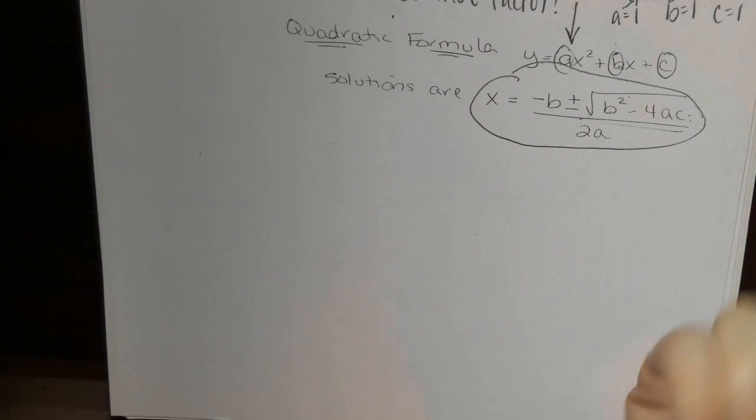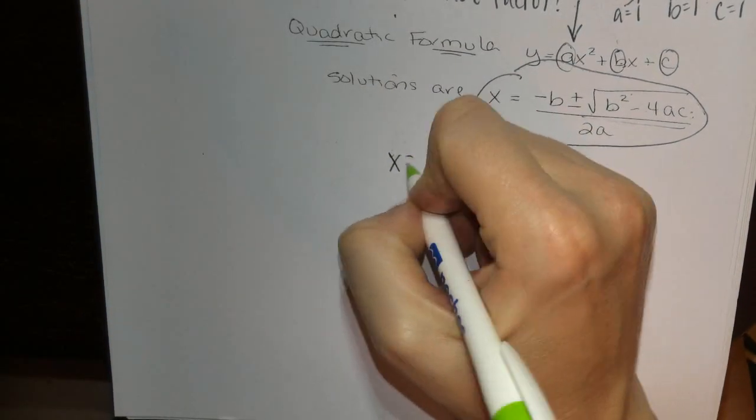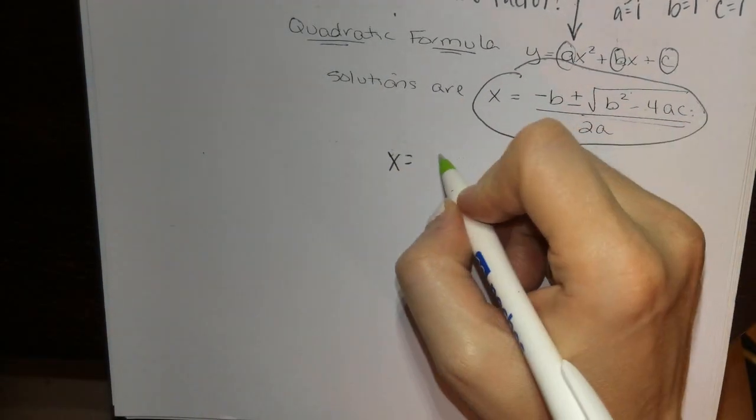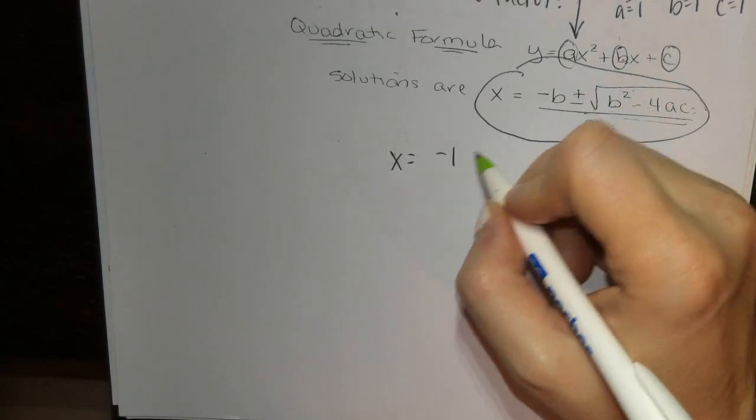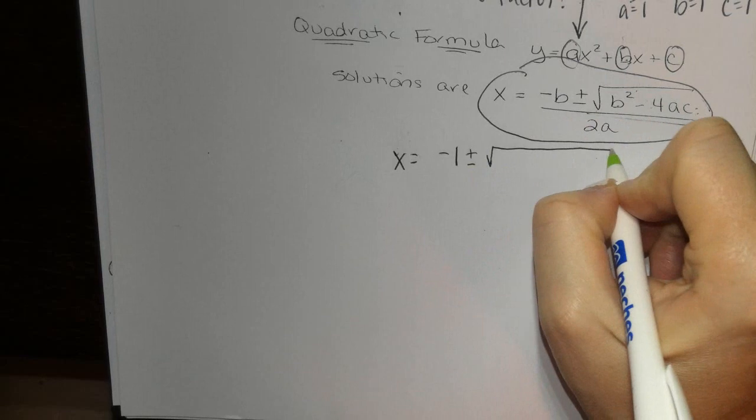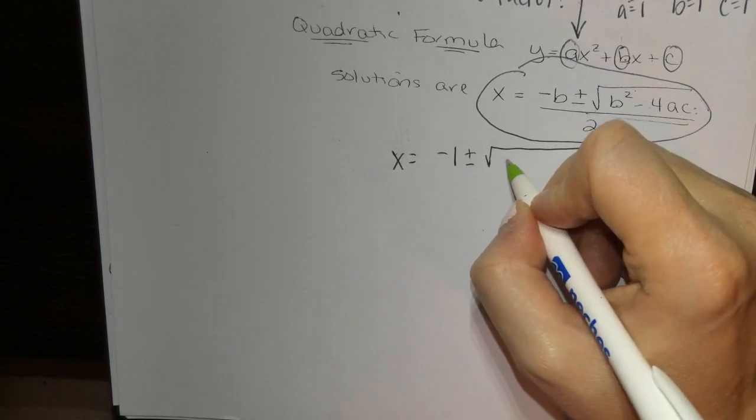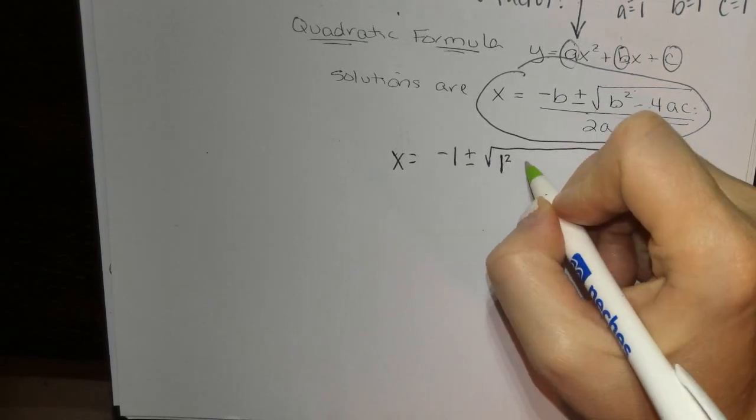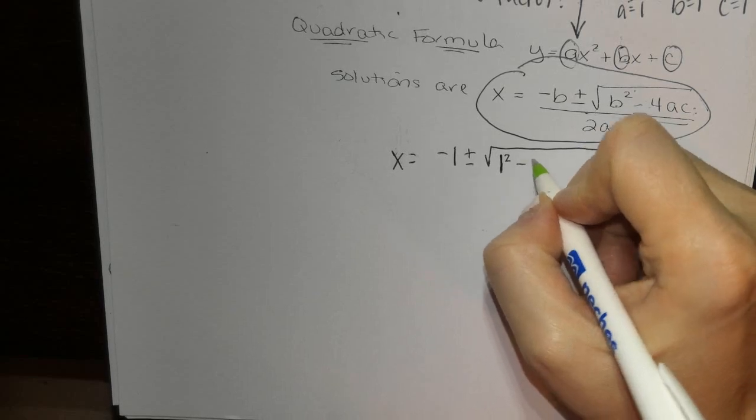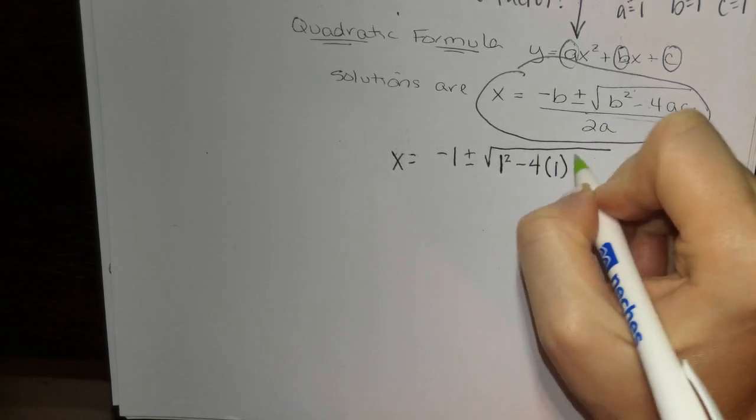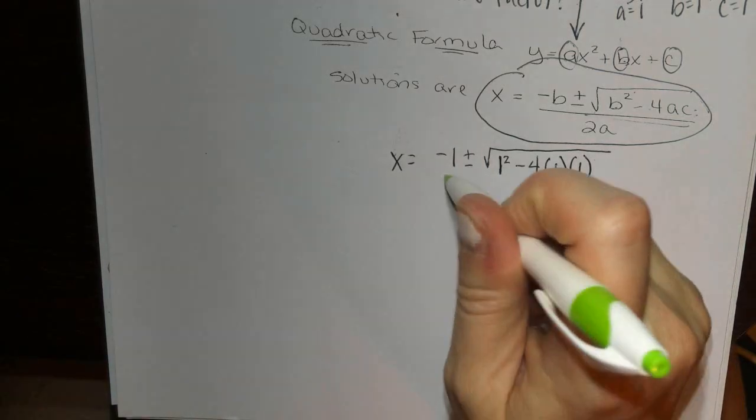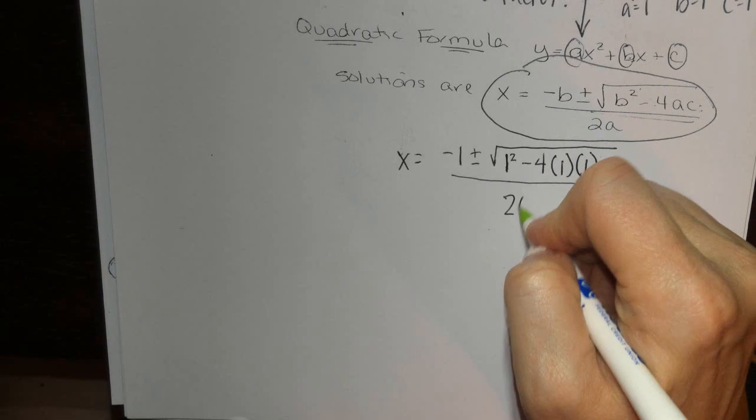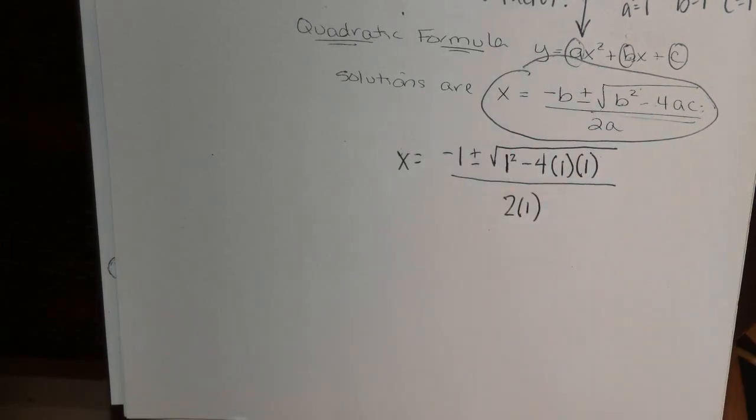So if we were to do that, we could go down here and say x equals, we're going to plug in what we know, negative 1, because that's B, plus or minus the square root of b squared. What's b squared? 1 squared. Minus 4 times A times C. Now they're not always going to be the same digit that we had today. And then all of that over 2 times A, which is 1.